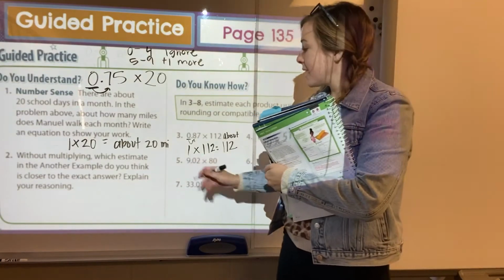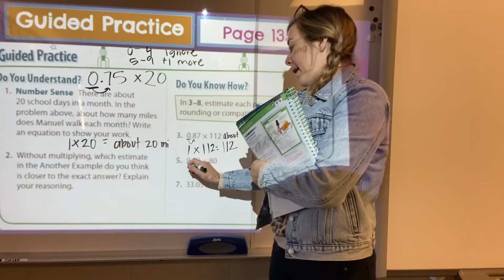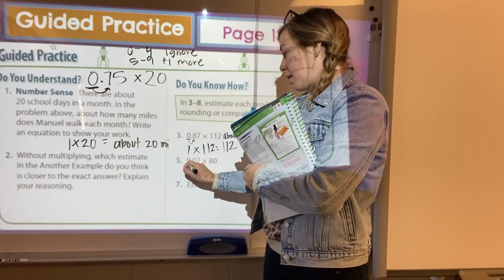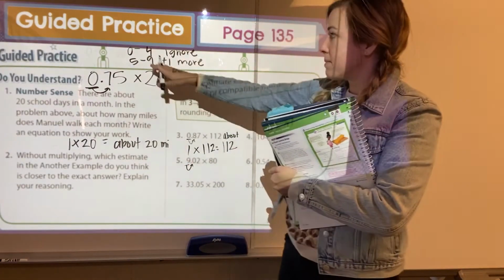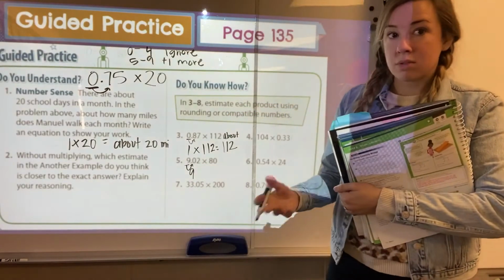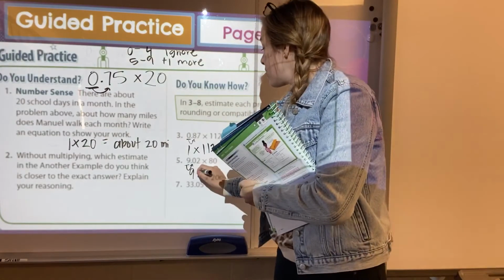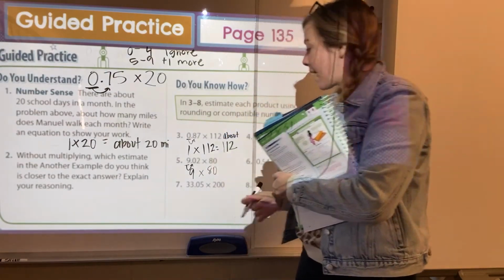So for this one, we have 9 and 200ths times 80. Well, I'm going to round to the nearest whole number here. My 9 is going to look next door at my 0. 0 through 4, we're just going to ignore. So I'm going to round that down 200ths, or if you could think 2 pennies, to 9. And so then I'm going to multiply that by 80.